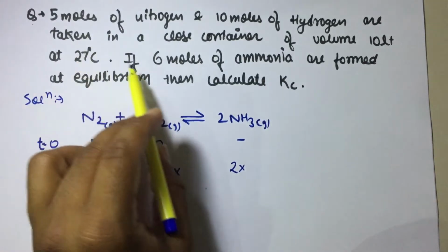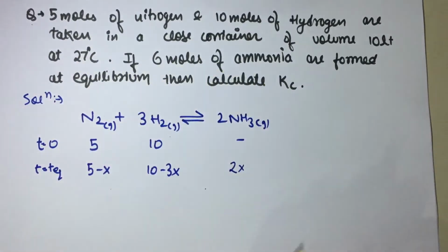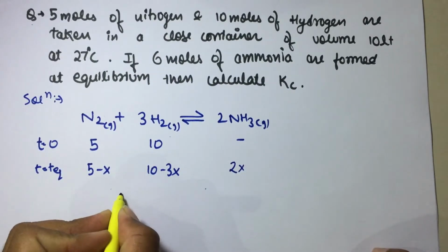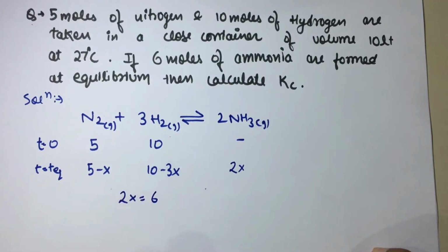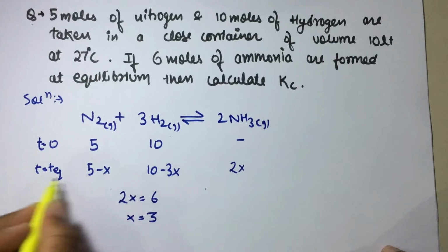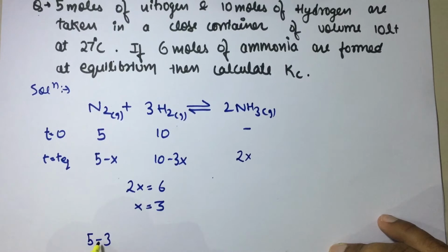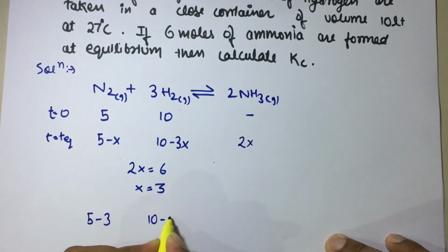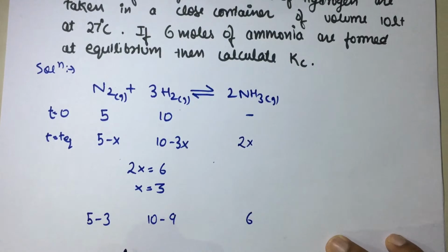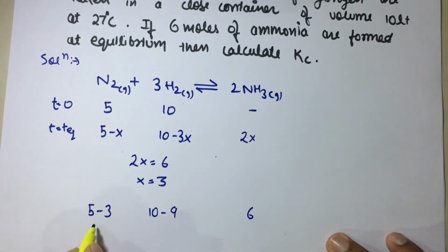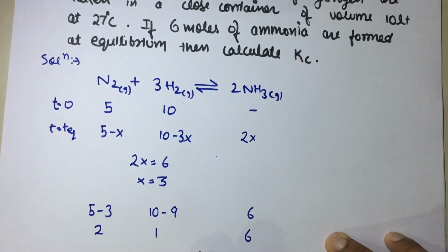In the question it was given that 6 moles of ammonia are formed at equilibrium. So at equilibrium 2x, the value of 2x is 6. Then what will be the value of x? x will be 3. Simple. Now we put the value of x in this equation at t equal to equilibrium. It will become 5 minus 3, this will become 10 minus 9, and this will become 6. Finally, the answer will be here we write 2, here we write 1, here we write 6.